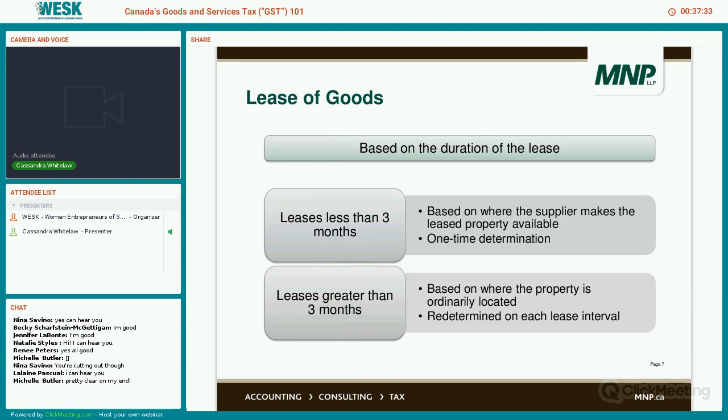In situations where leases are greater than 3 months, it'll be based on where the property is ordinarily located, and it's redetermined on each lease interval. So if you had a machine that you were renting for a 6-month lease term and you had it in Ontario for most of the first part of the lease term, you'd be taxed at Ontario rates. If when the lease term renewed for another 6 months, you moved the property to Alberta, then you would switch the rate of tax you were paying based on where the property was ordinarily located for that time of the lease.